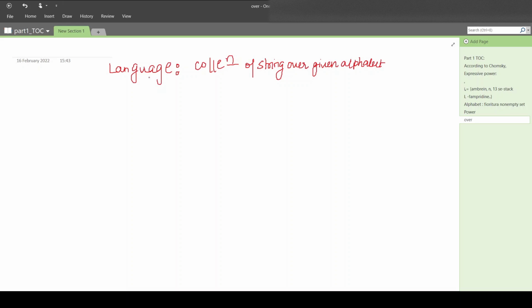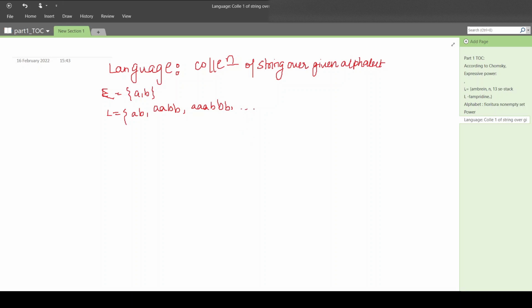Okay, I'll give you some examples regarding it. Like, alphabets are a, b. Languages: AP, AAPP, AAAPPP. These are all languages.